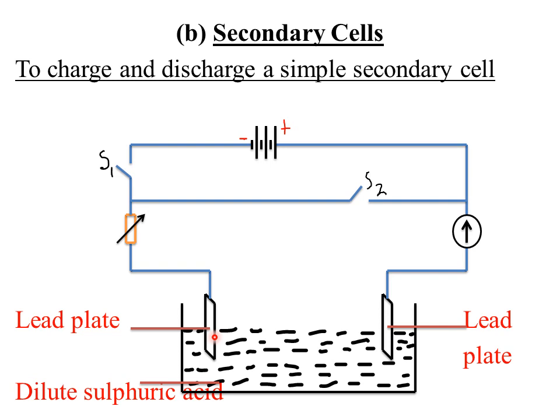So the oxygen reacts with the lead to give lead 4 oxide. The oxygen that came to the positive terminal reacts with the lead of the positive terminal to form lead 4 oxide.